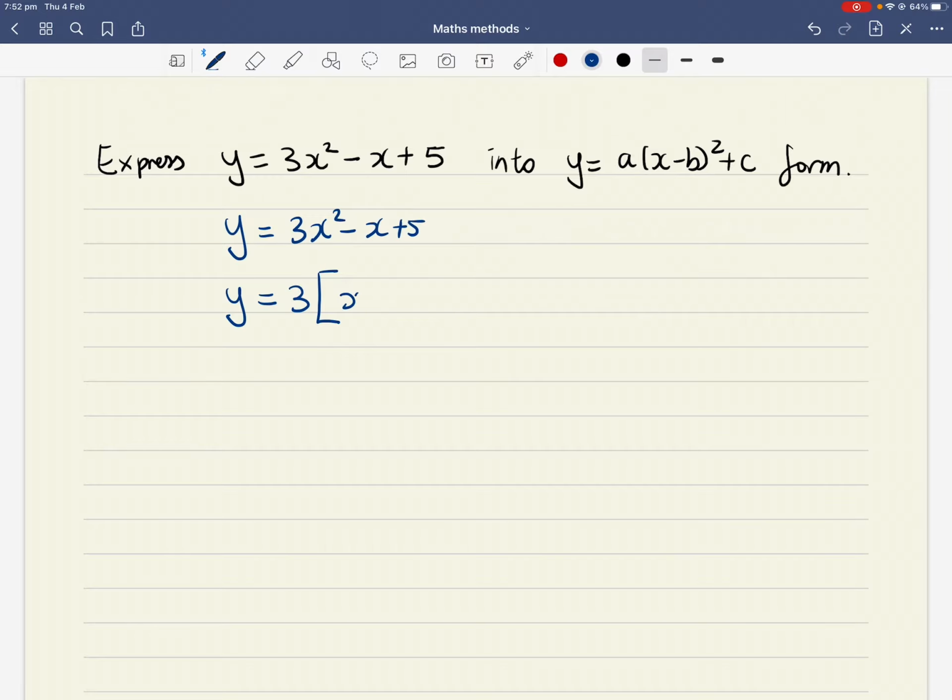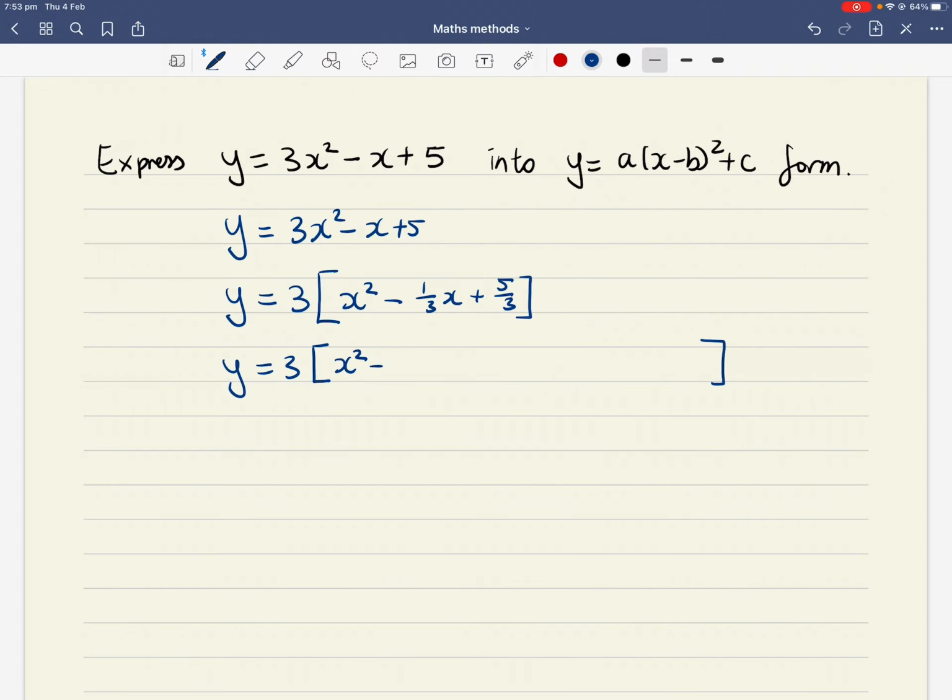What's inside the bracket is x squared minus 1/3 of x plus 5 over 3, because you've taken a factor of 3 out. Consider the inside part of the square brackets. We're going to complete the square. So like previously, the 3 outside stays the same because we're only dealing with the stuff inside the square brackets to complete the square. So the x part stays exactly the same.